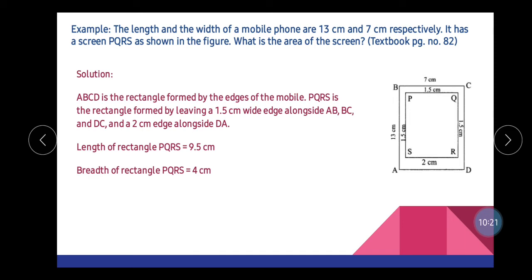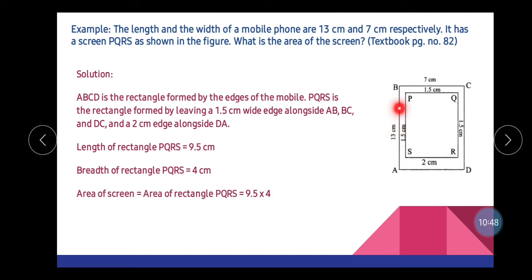Now the breadth of the outer part was 7 centimeter. Now it is getting reduced as 7 minus 1.5 over here and 1.5 over here. So it will become 4 centimeter. 1.5 plus 1.5 we will get 3. So 7 minus 3 we will get 4.